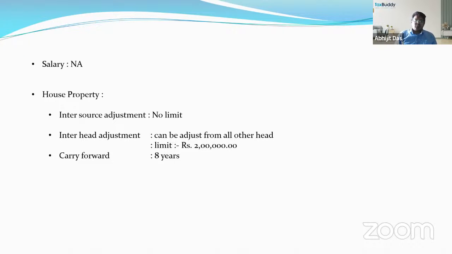Okay. The second one is house property. Inter-source adjustment: there is no limit in inter-source adjustment. Inter-head adjustment can be made against all heads of income, but limited to 2 lakh rupees only. The residual losses after set off adjustment are eligible to be carried forward for 8 years.